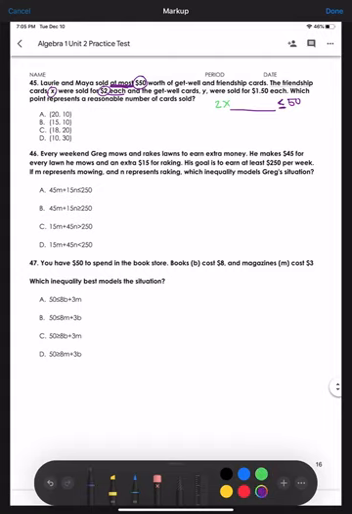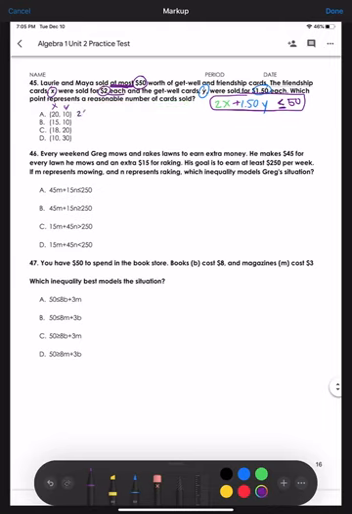Then they're also selling Get Well cards, which are Y. Those are $1.50 each, so they're going to get $1.50 times Y. So I have my inequality here, and I'm going to use this to check points. Here they're giving me X's and Y's, and they're asking if it's a reasonable number of cards, so if it is a solution. I'm just going to have to plug these in.